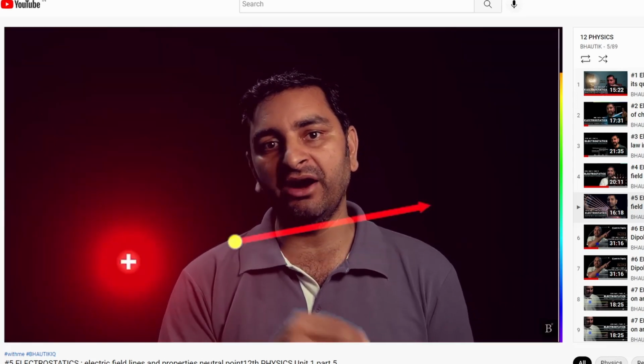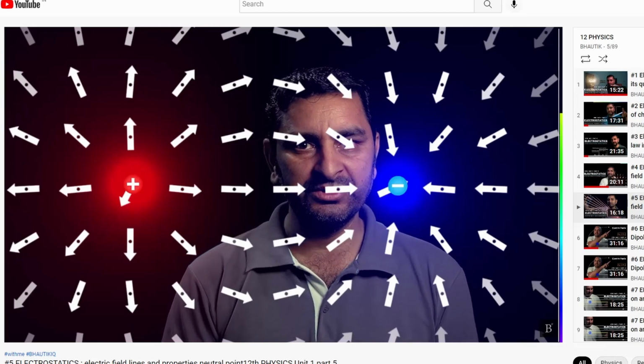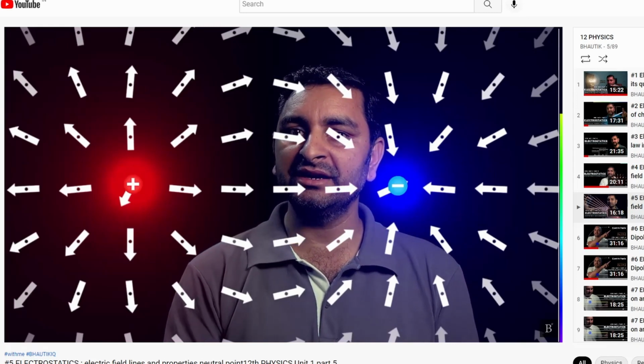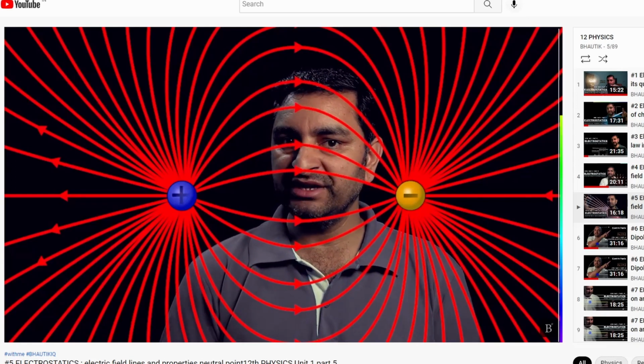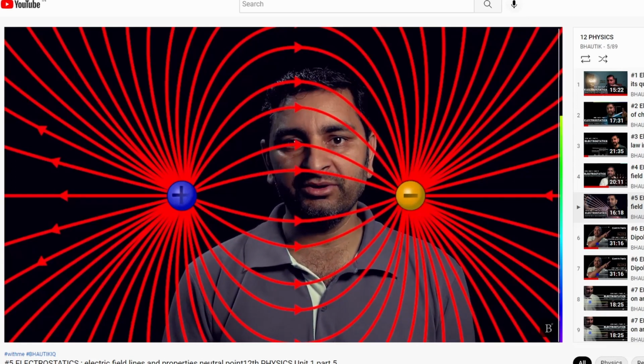Let's look at every point, at which it is directing away from the charge. Second point, as we are moving closer to the charge, it may be negative. You observe that these lines are no more straight. It means they bend, they are curved.